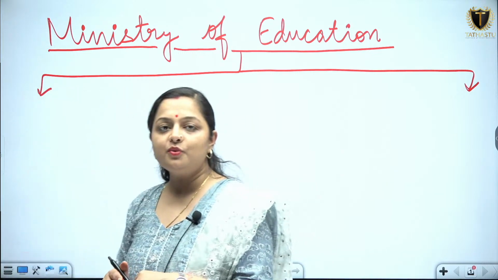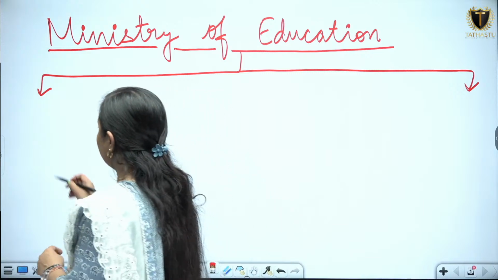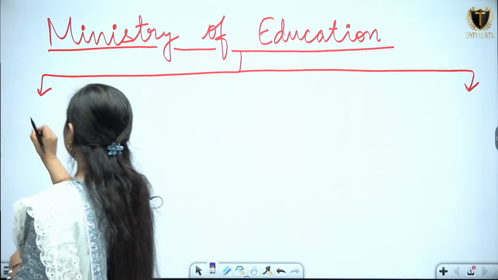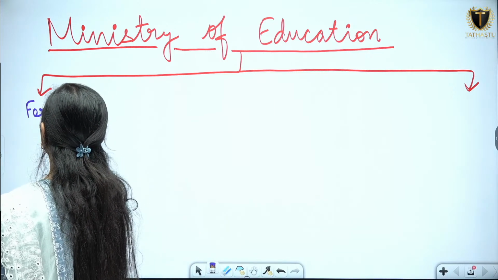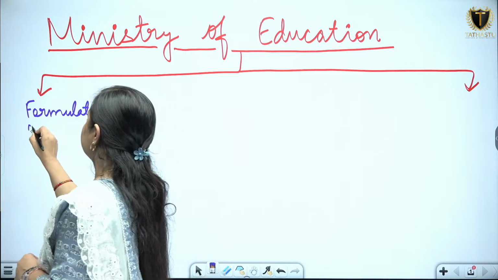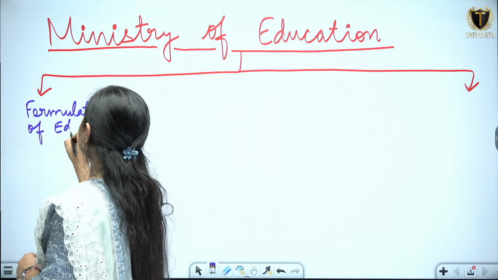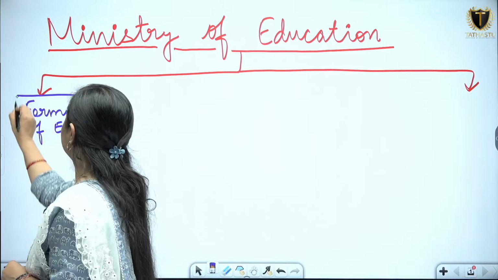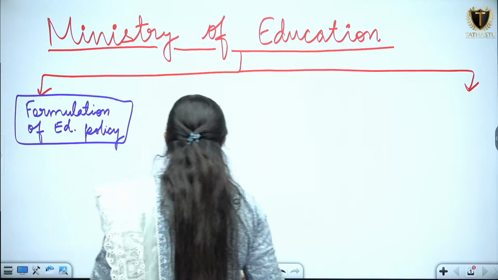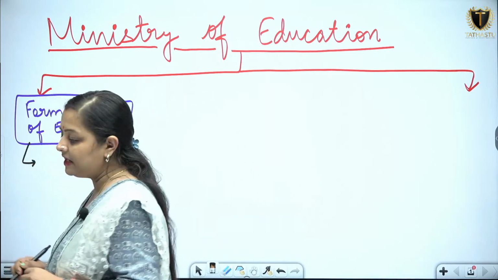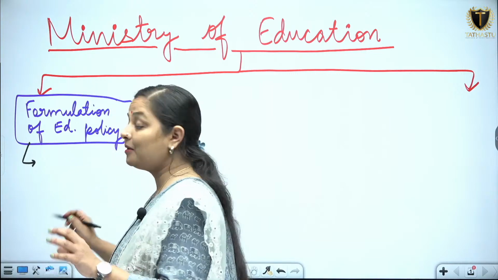So the very first one is the formulation of education policy, which is really very important, right? The formulation of education policy on which we will be working, right? So this is the very first one, formulation of education policy, right?